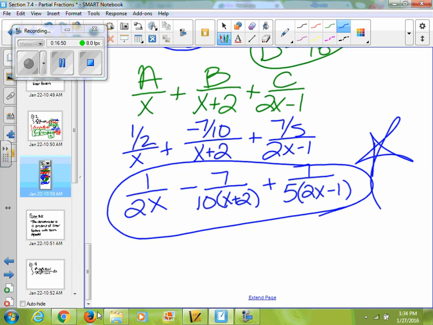Yay, and we're finally done. Aren't partial fractions fun? No. Yes, they are. They're seriously the best.